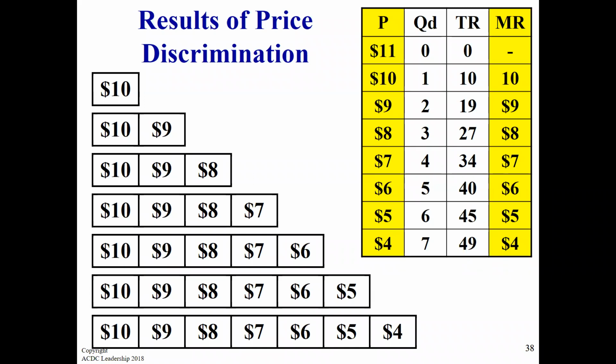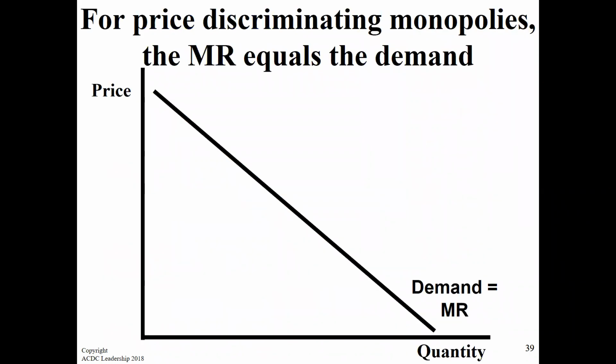This is just showing you again how price and MR equal each other. Again, at 8, instead of like in a regular monopoly where we'd be selling 3 at 8 for 24, here we're selling 1 at 10, 1 at 9, 1 at 8, which is 27. You guys good? So you have D now, right? Demand equals MR, or MR equals demand equals average revenue equals price. In price discrimination.